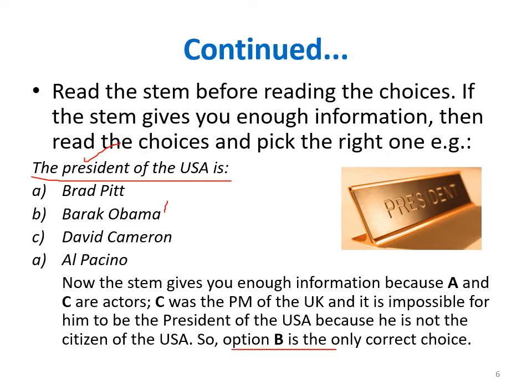This is Barack Obama. So that is how you have to pick the keywords in the stem, and then first of all ask yourself, okay, let us choose the president. And first question, are all of them presidents or not? Whosoever is not a president, and you know that they are either actors or sports persons or prime ministers, cross them out. Okay, so this is the second principle of eliminating the irrelevant options.